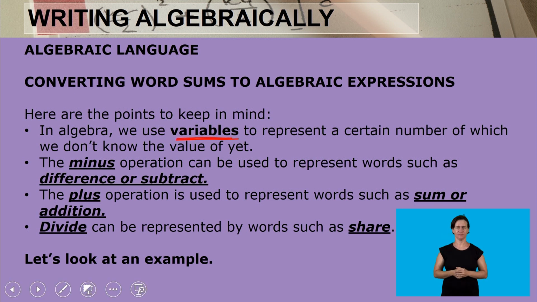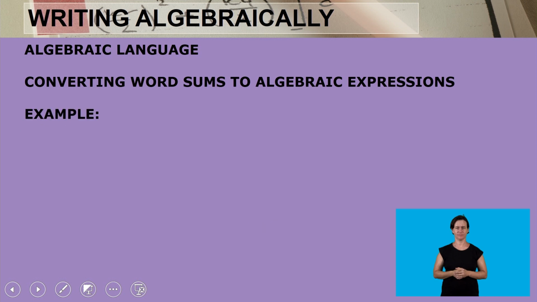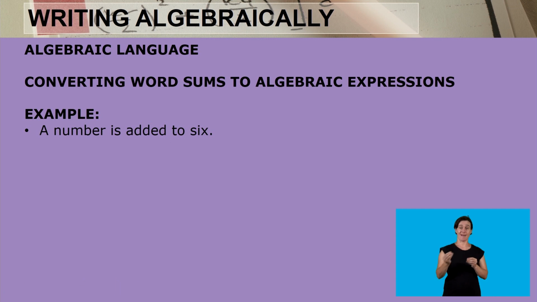So our example here that we have been given is a number is added to 6. So a number is added to 6. How can we represent that into an algebraic expression? Yes, 6 plus x. Well, we already know that added means we are going to be plussing, or we are going to be adding what we are talking about here. And of course, what are we adding? We are adding a certain number.